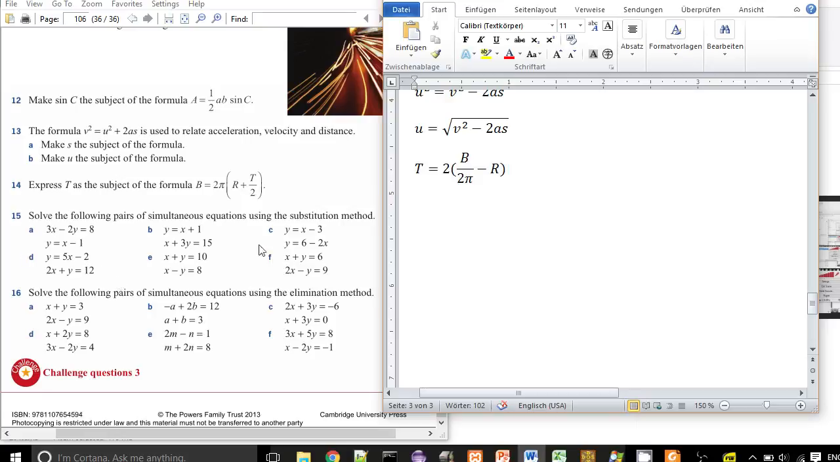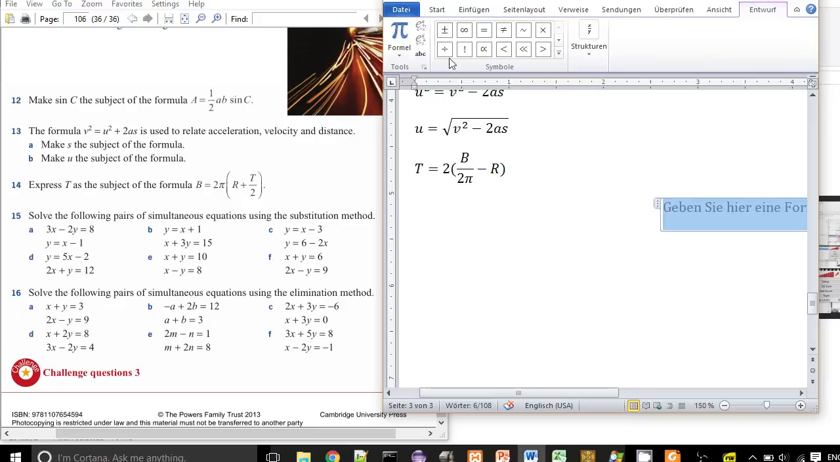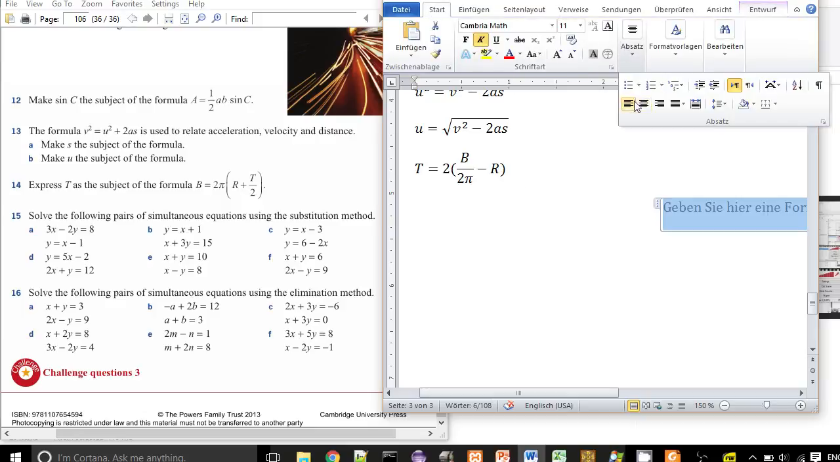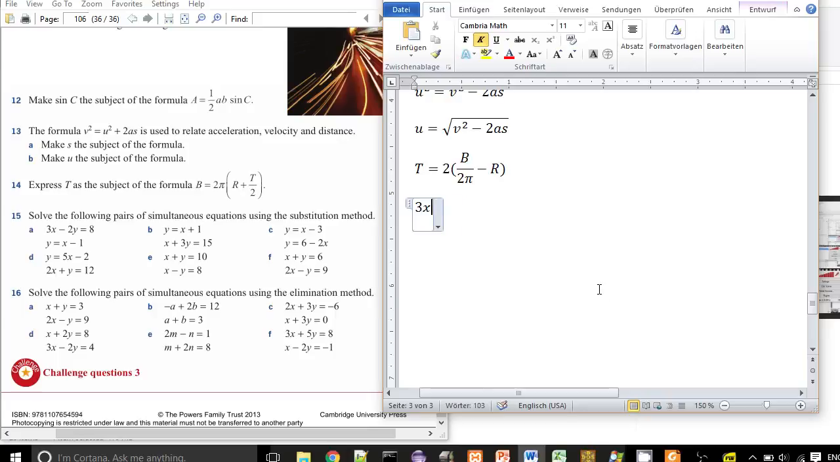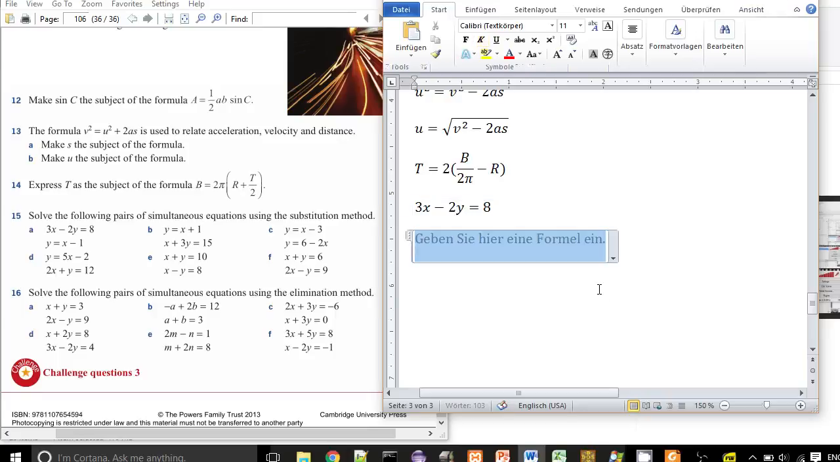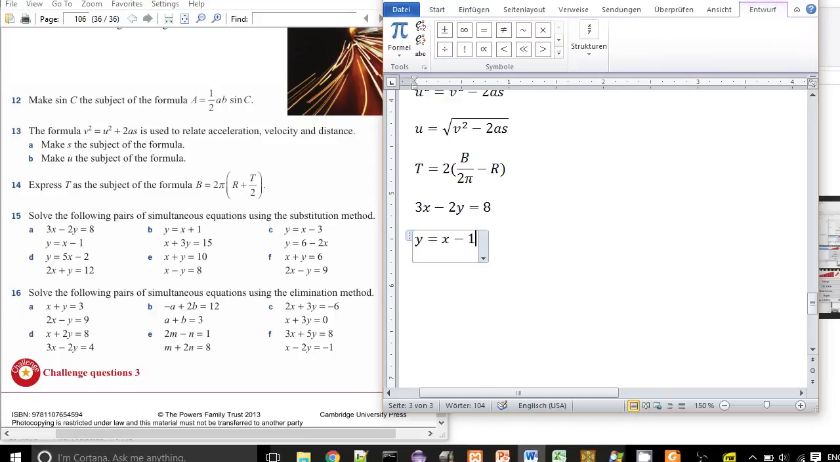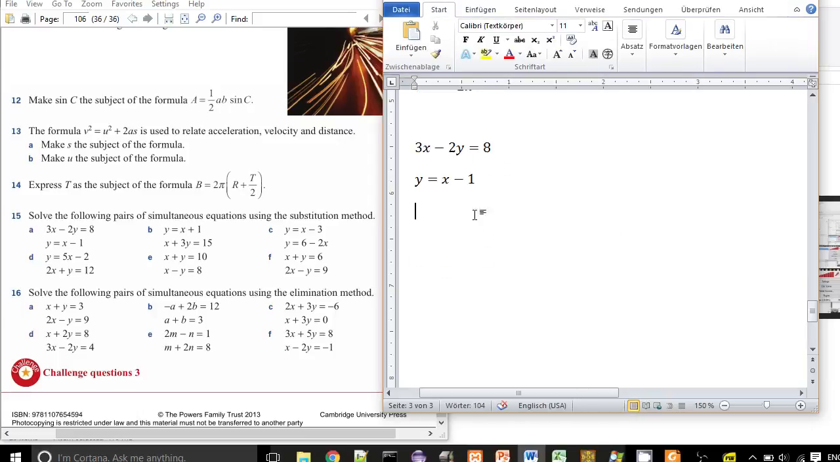Alright, I won't do all of these, but let's pick some random ones. Substitution they want. So let's do the first one. Oh my god, really? Oh dear. Okay, 3x minus 2y, so much fun. I love this. Y equals x minus 1. Let me give myself a bit of space. Substitution means taking one and putting it in the other. I'm going to take this formula and put it into this other formula. So this y, I'm going to replace that with x minus 1. So I'm going to write the first equation again.